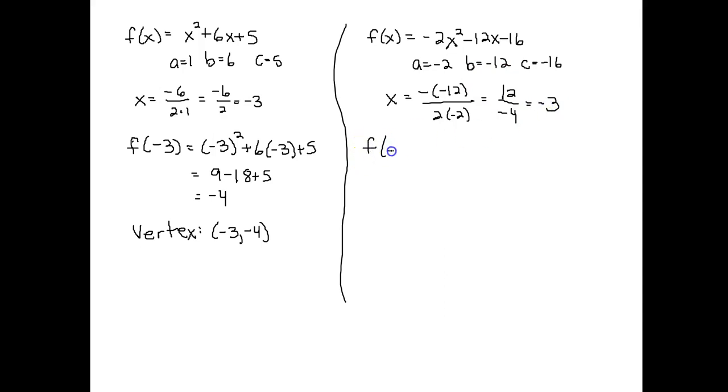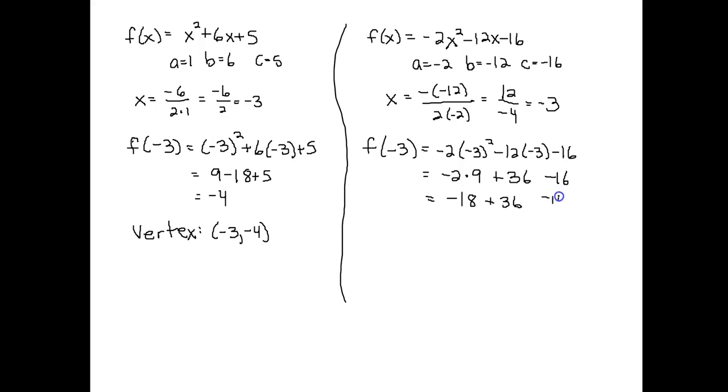Then you evaluate the function at negative 3. So you've got negative 2 times 9, which is negative 18. Minus 12 times minus 3 will give you plus 36. Then you got minus 16. Well, negative 18 plus 36 is 18. Minus 16 is 2. So your vertex is (-3, 2).